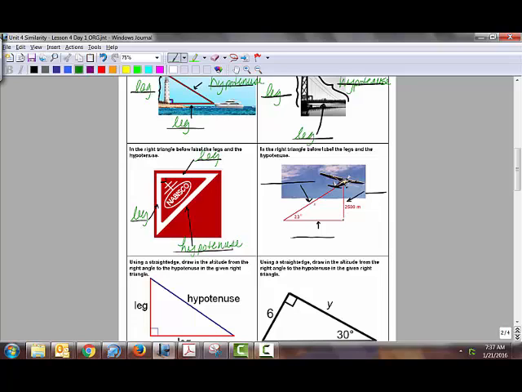Ignore all the superfluous, that means extra, information. Find the right angle, go to the side across from it. That is the hypotenuse. And the other two sides are the legs.